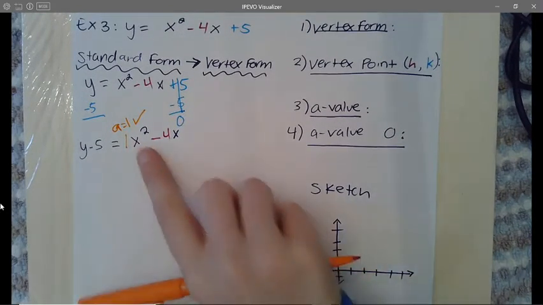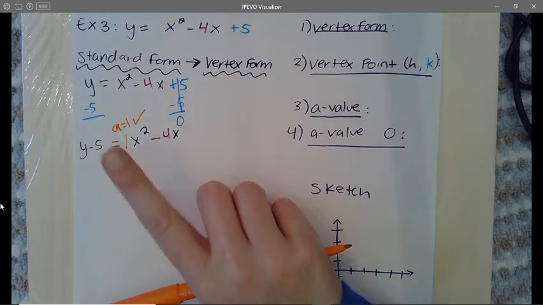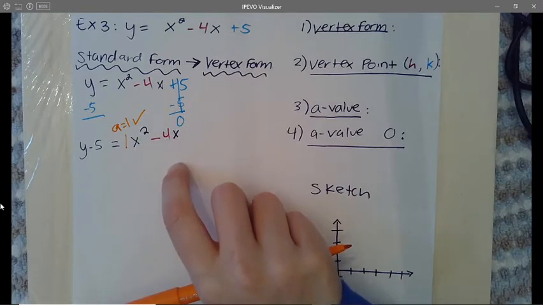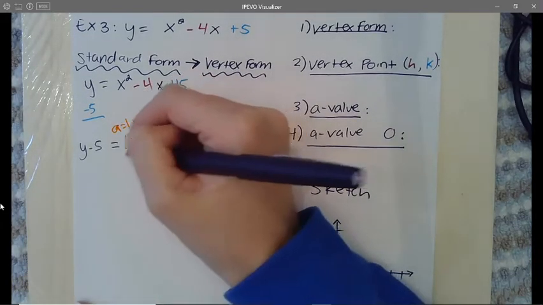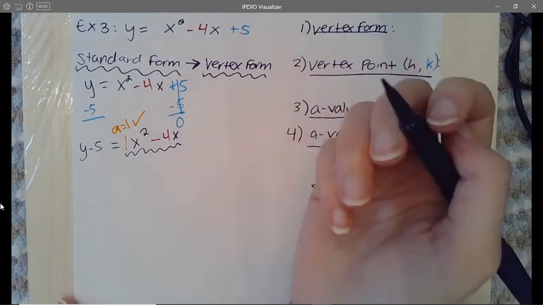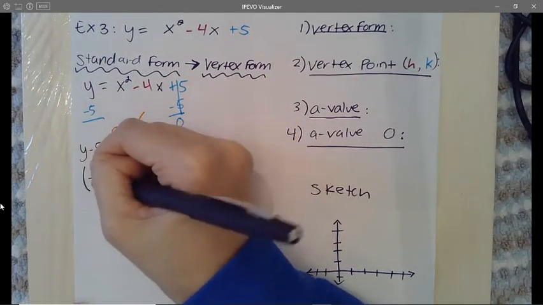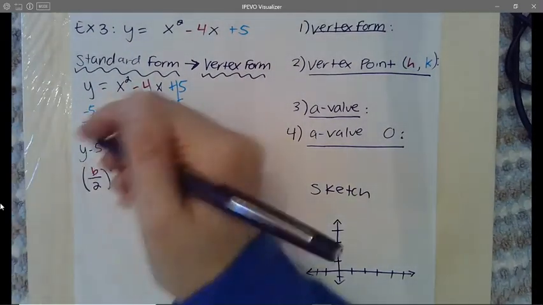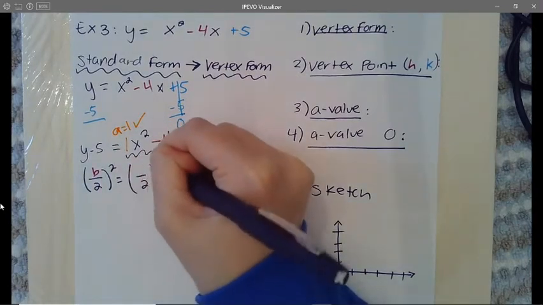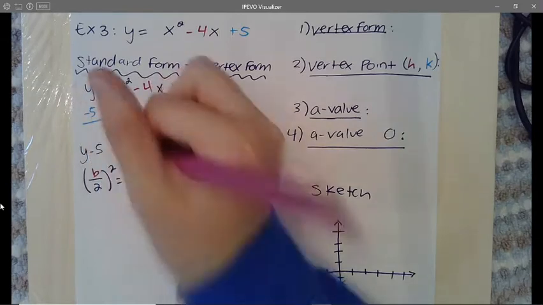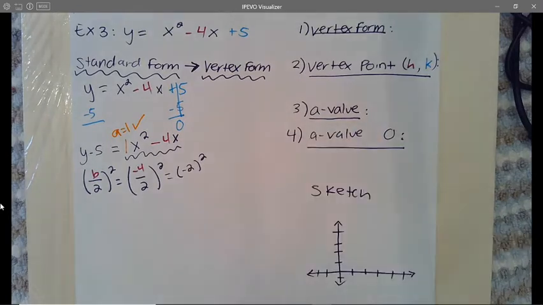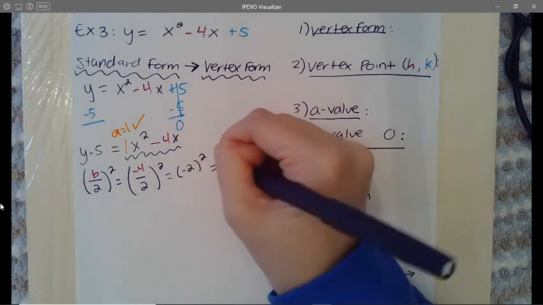So now I'm going to force this side of my equation to be a perfect square trinomial. And what is that magical formula we use to force our quadratics to be a perfect square trinomial? That would be b over 2 squared. So this side will be a perfect square trinomial before too long. Okay, so I'm going to do my b over 2 squared. Okay, so that will equal, b is negative 4, so negative 4 over 2 squared. Negative 4 over 2 is negative 2. And negative 2 squared, negative 2 times negative 2 is positive 4.